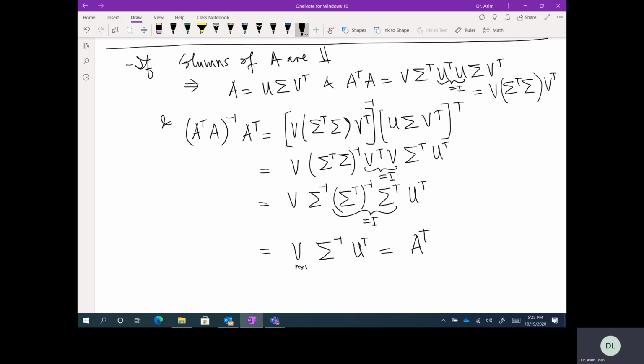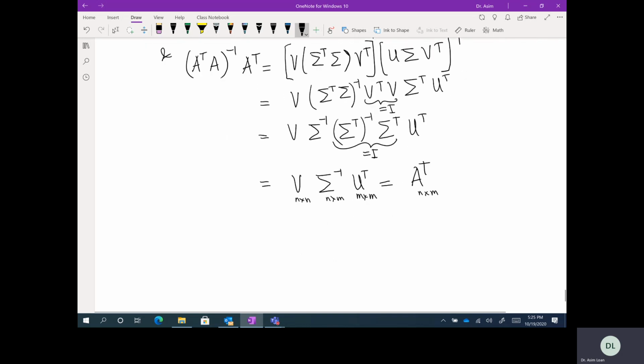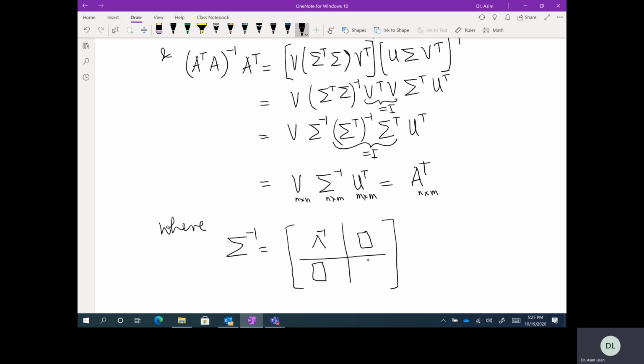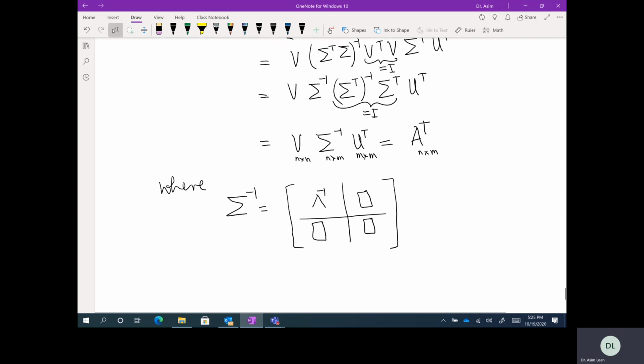So this is n by n, this is n by m, this is n by m, this is m by m, and this is n by n. Where sigma inverse is simply like this: a zero matrix, the inverse here, a zero matrix, the inverse here.